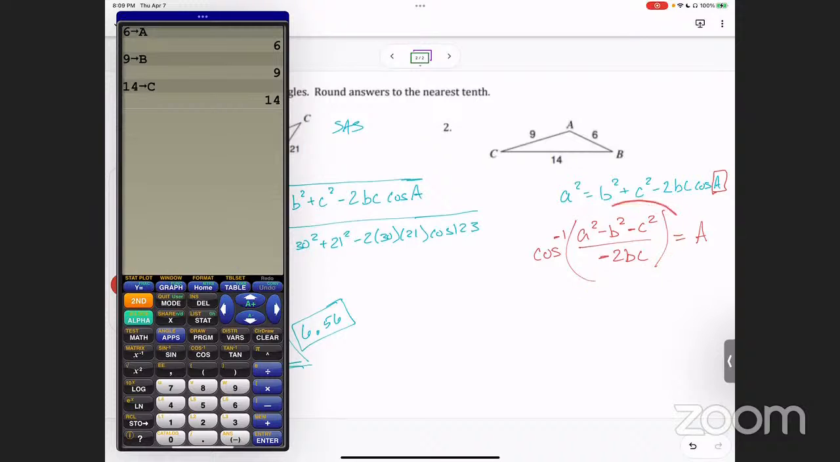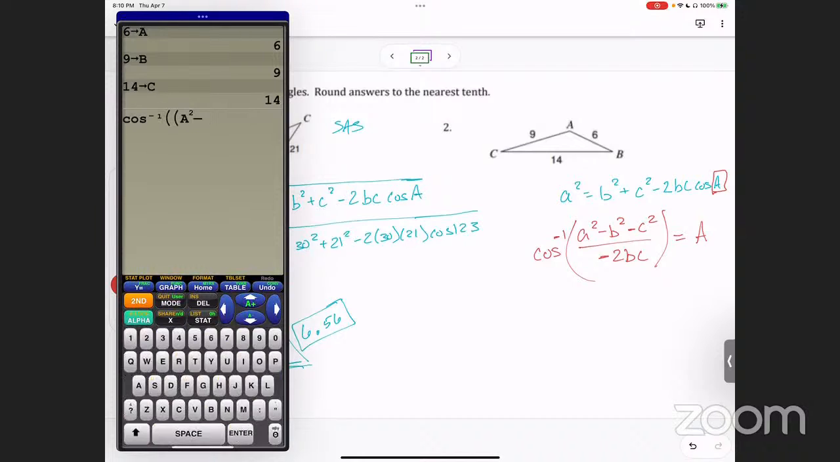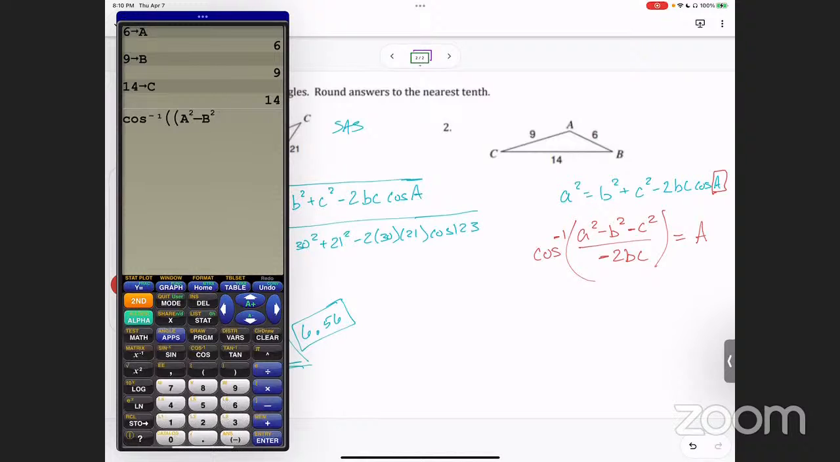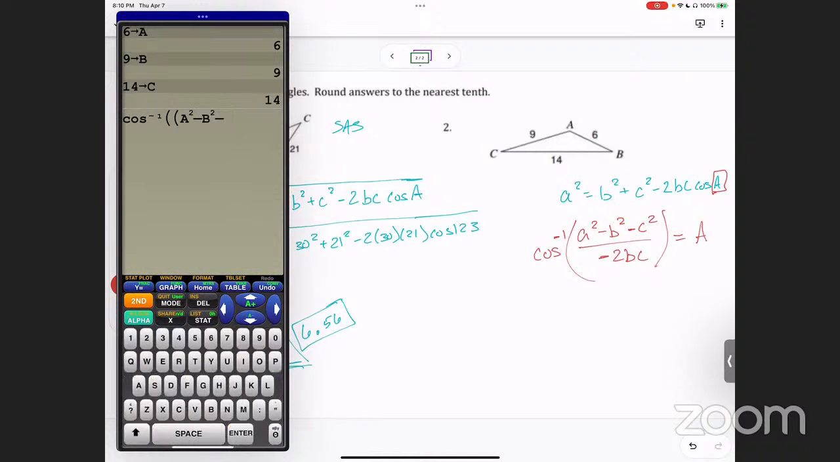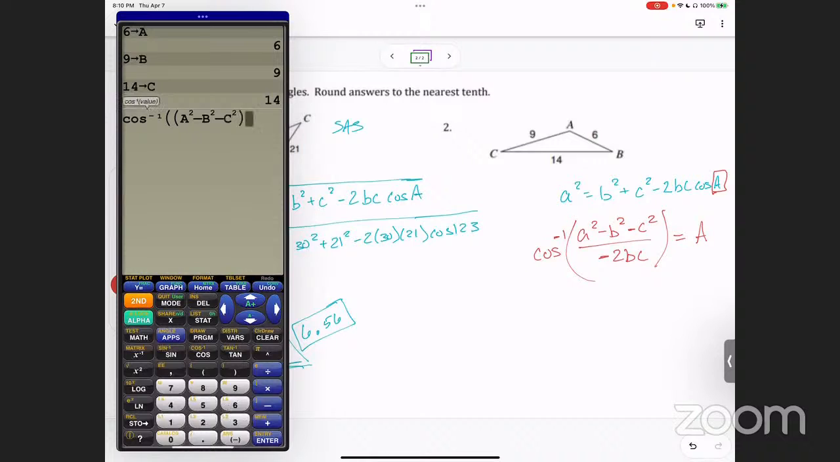So I'm literally going to just plug this straight in. So it's the cosine inverse, and I have to be careful. I'm going to use parentheses here. It's going to be a squared minus b squared minus c squared. And now I put parentheses around it. You see why I did that? Yeah. It's like I'm making sure that that's all in the numerator.